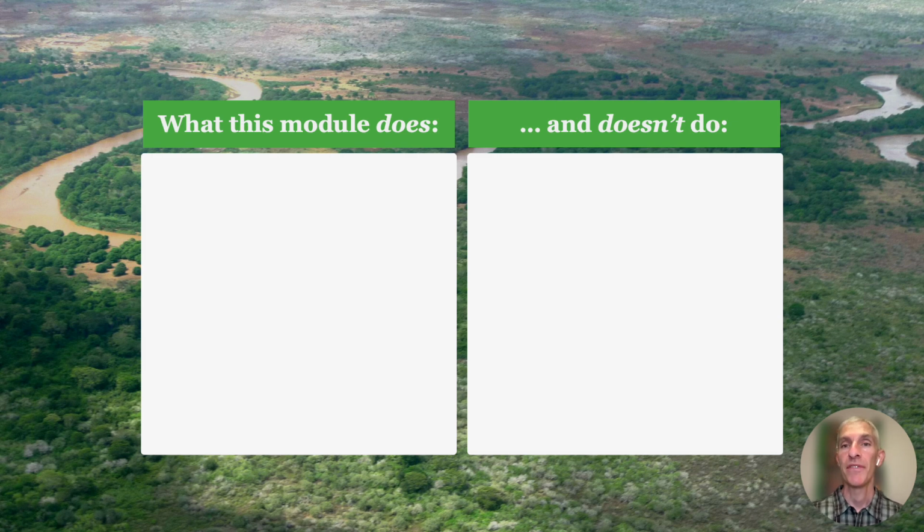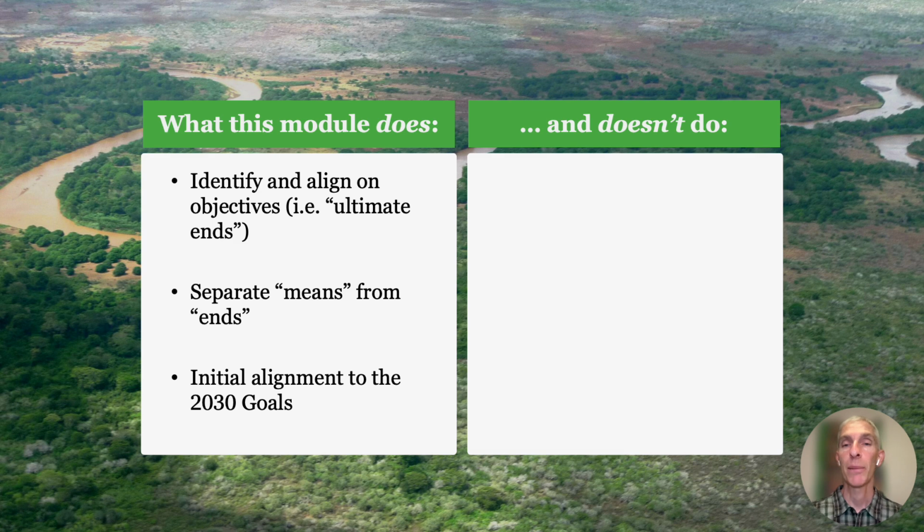Let's briefly outline what the Defining Objectives module does versus doesn't do. The module primarily focuses on three things. First, to identify and align on the objectives for your strategy. Second, separate means from ends to help you get clear on the ultimate ends you seek to achieve rather than actions you might take, which may or may not lead to your desired ends. And finally, most teams find it helpful to do an initial alignment between their objectives and the 2030 goals.